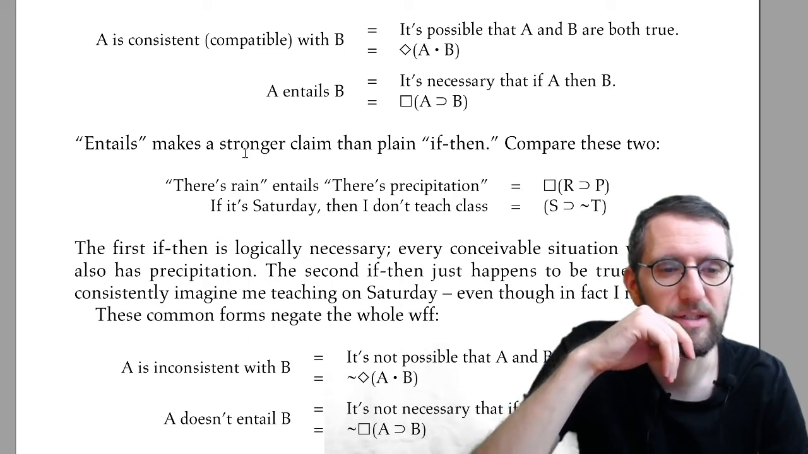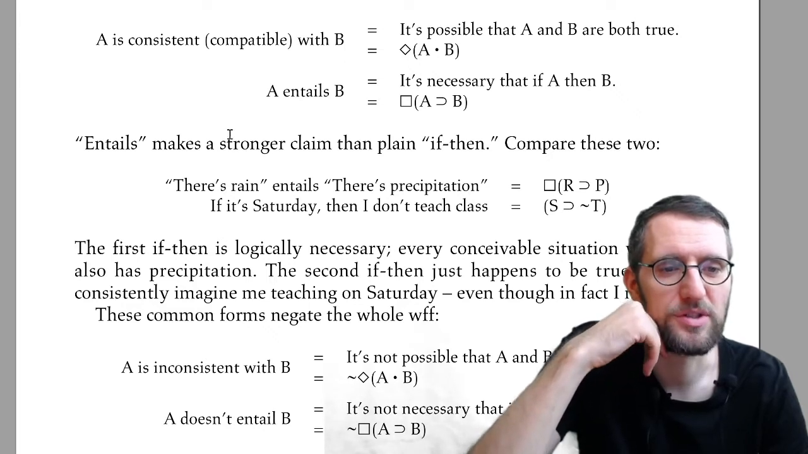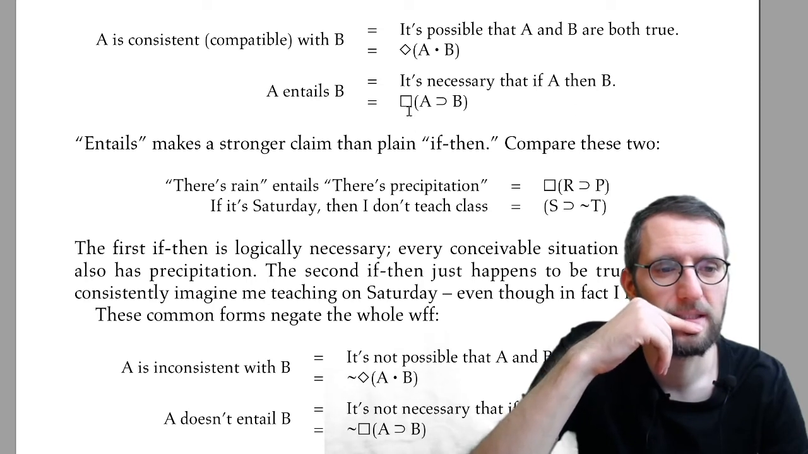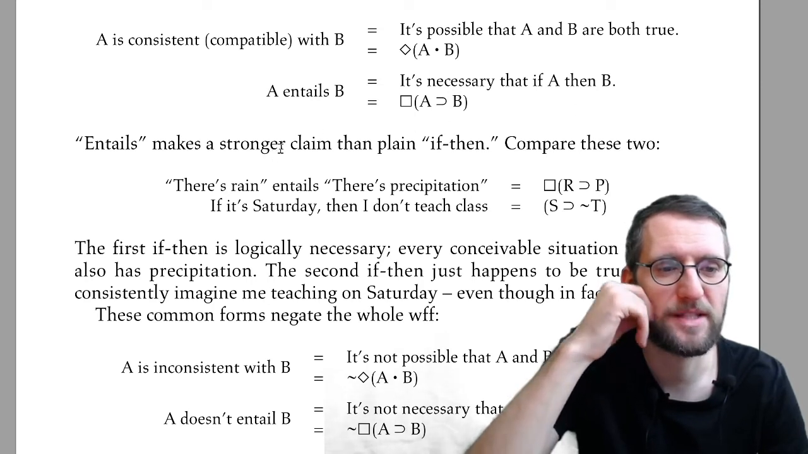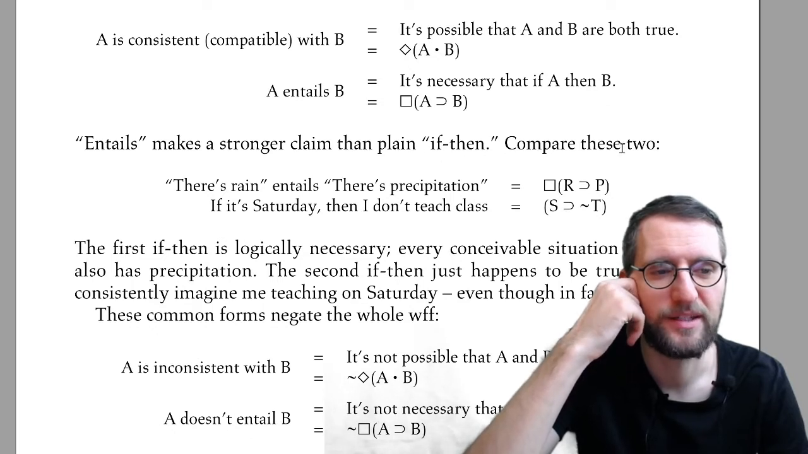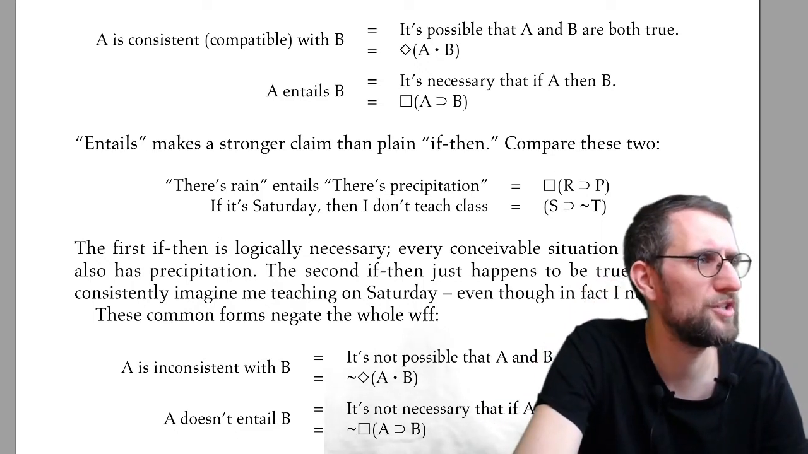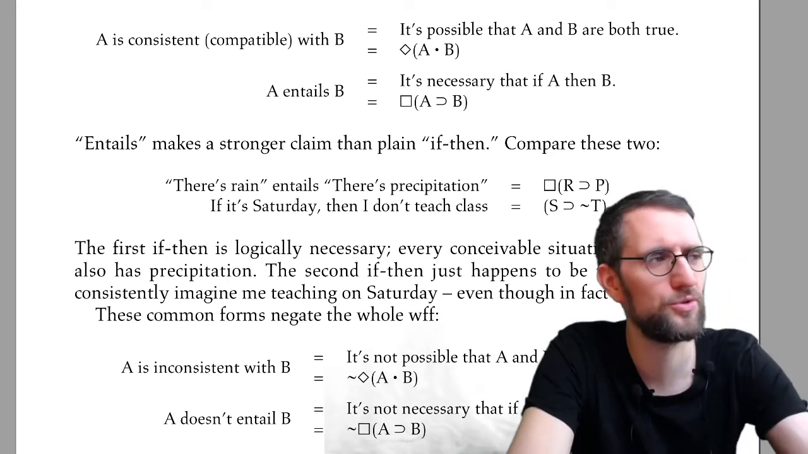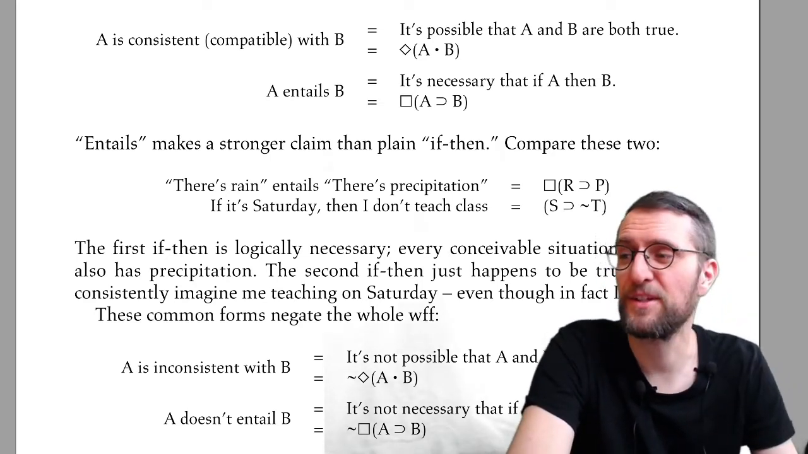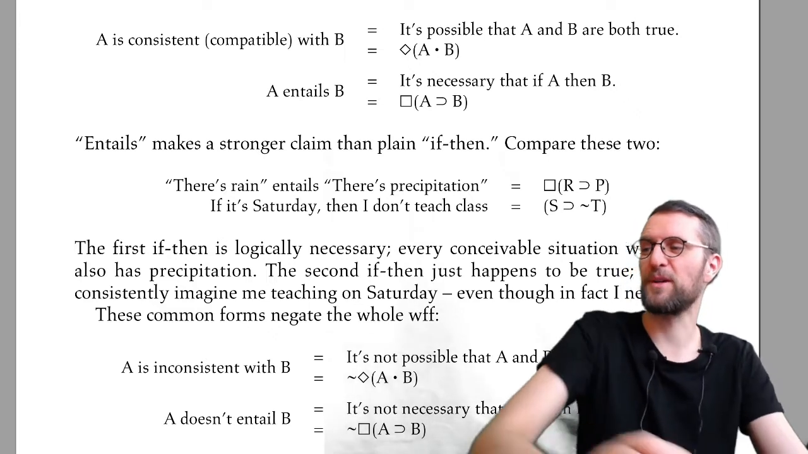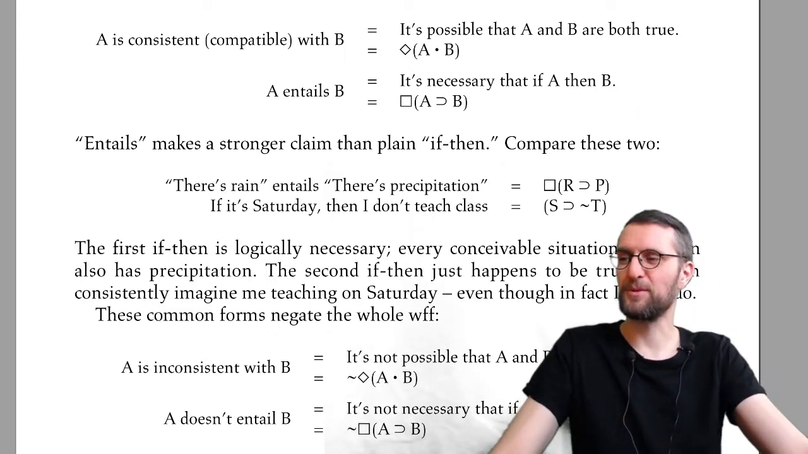Okay, now we have an interesting part here. A entails B. It is necessary that if A then B. It is necessary, entails makes a stronger claim than plain if then. Compare these two. There's rain, entails there is precipitation. And precipitation, does it mean participation? I don't know the word. Is that a complicated word or should I just know it? That's my question right now.